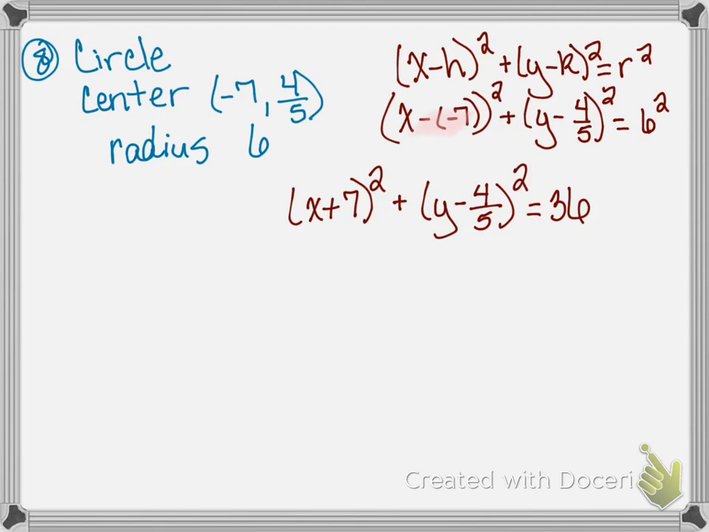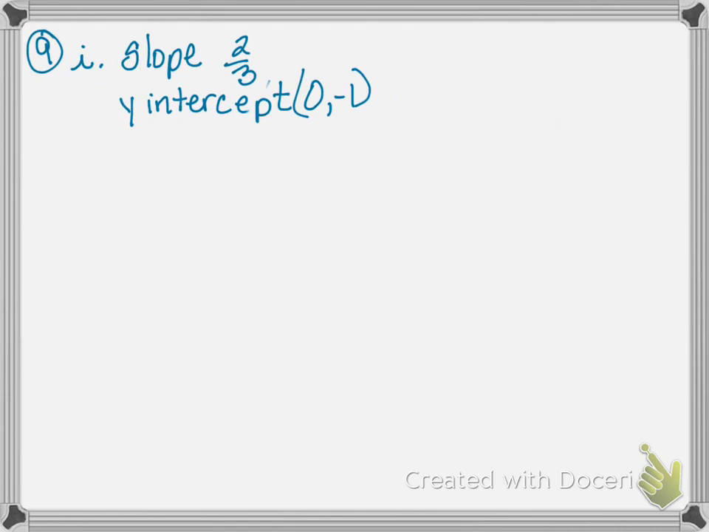Okay. Now we are going to move into some linear problems. For this one, number 9, let me read the directions exactly. The directions say, write an equation in slope-intercept form for the line with the given properties. For this first line, we have a slope of 2/3 and a y-intercept of 0, -1. So we already have our y-intercept, so we don't have to figure that out. We have a slope of 2/3 and our y-intercept is -1.